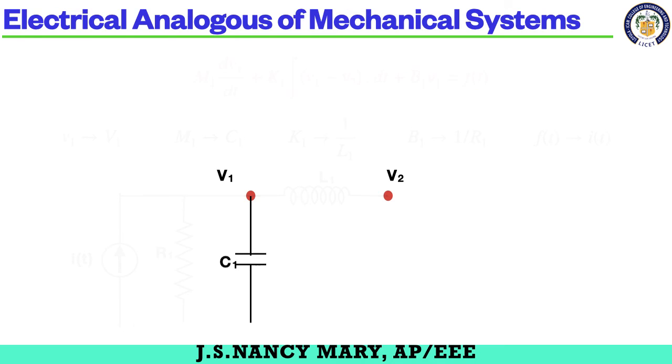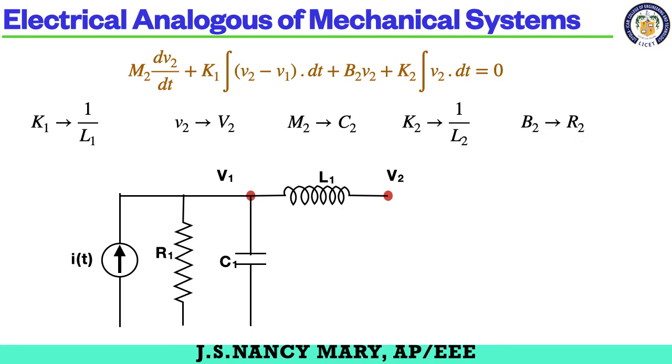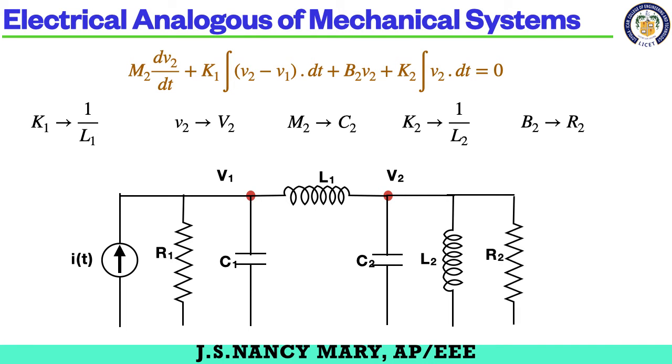Now moving on to the second equation. Here also M2, K2 and B2 are connected to the node V2. So instead of M2, I'm going to connect a capacitance, instead of K2 an inductance, instead of B2 again a resistance. The common element is already connected. Now join the circuit. So this is your force current analogous circuit for the given problem.